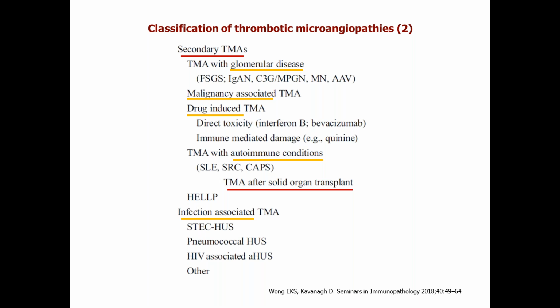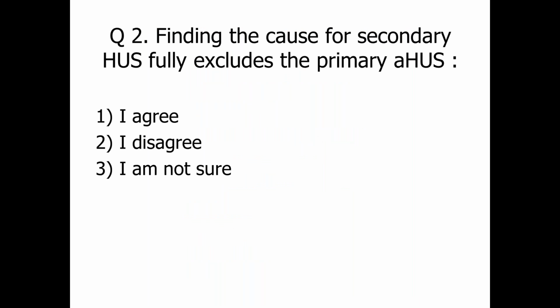There are a lot of secondary thrombotic microangiopathies, and this might be due to glomerular disease, malignancy, various drugs, autoimmune conditions, infections, and so on. So this classification shows that diagnosis is not easy. And may I ask now the second question: when we find the cause for presumed secondary haemolytic uremic syndrome, does this fully exclude primary aHUS? Would you agree, disagree, or are you not sure?